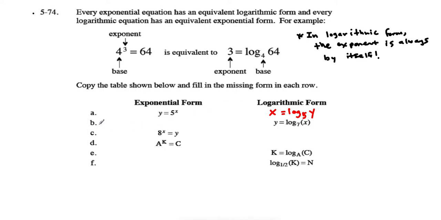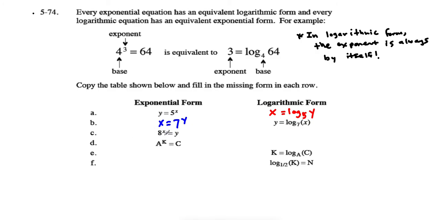Let's try the next one. Let's look at b. Now we're going backwards. We have y equals log base 7 of x. Remember, the exponent is the thing that was by itself. We already know that 7 is our base. So x is going to equal our base raised to our exponent, which in this case would be y. So x equals 7 to the power of y.